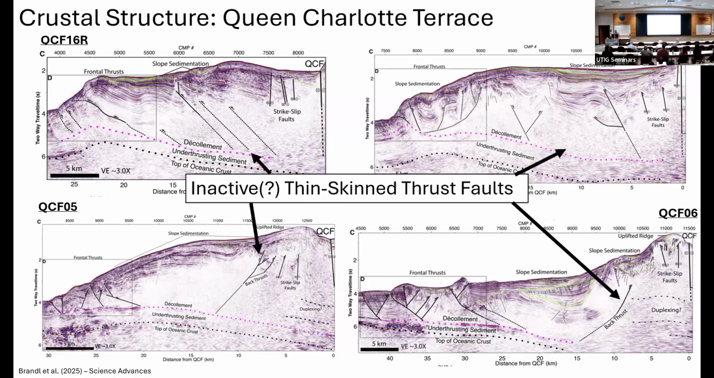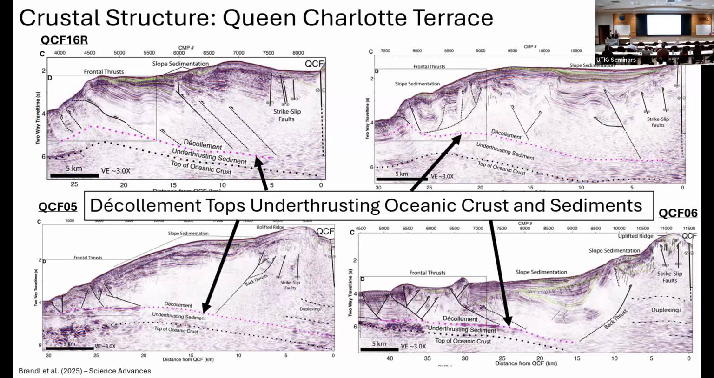Moving landward a little bit, we have some probably inactive thin-skin thrust faults that were at some point responsible for some accretion, but don't seem to be actively deforming right now. All of these thin-skin thrusts branch off of this interpreted décollement, which tops underthrusting oceanic crust and sediments. This black dotted line is a continuation of the top of oceanic crust we saw on the Pacific plate, and this blue dotted line is our interpreted décollement. Everything below the black dotted line would be underthrusting oceanic crust, and everything between the blue and the black would be underthrusting sediment.